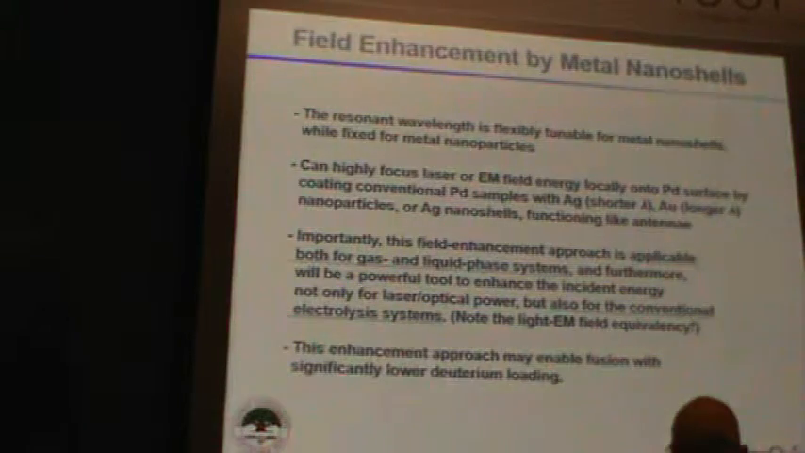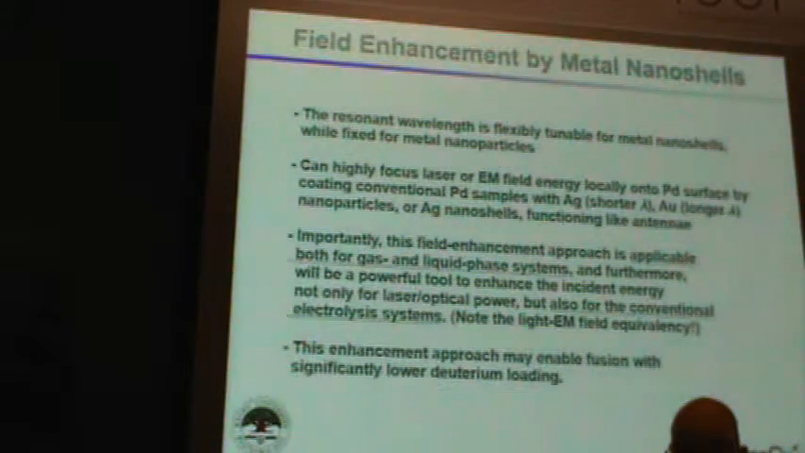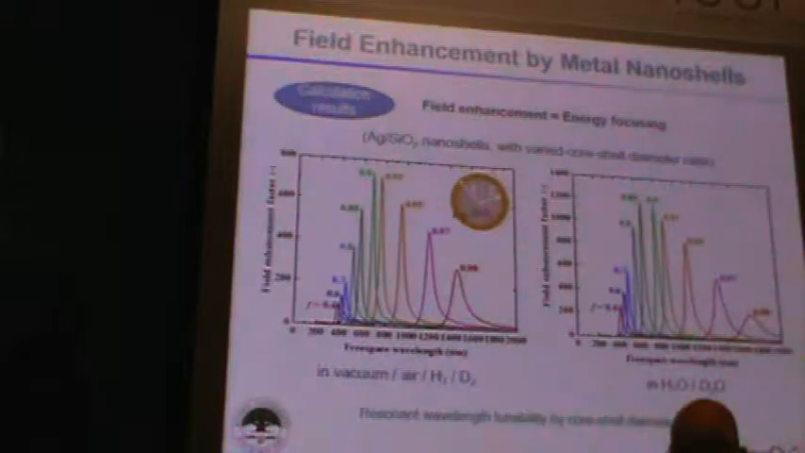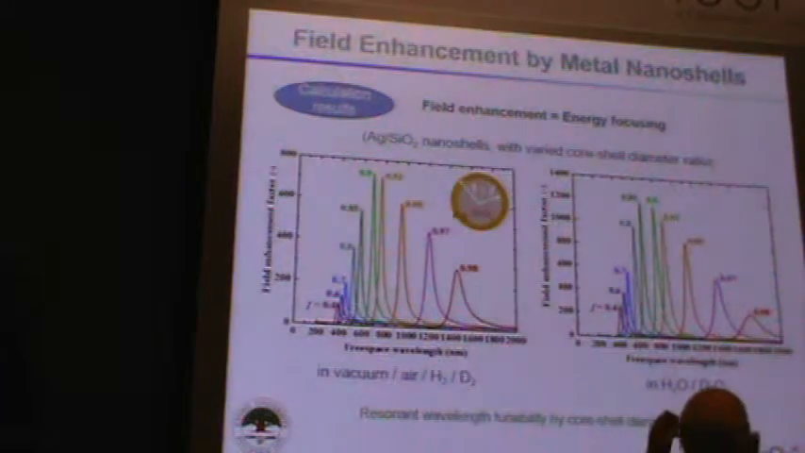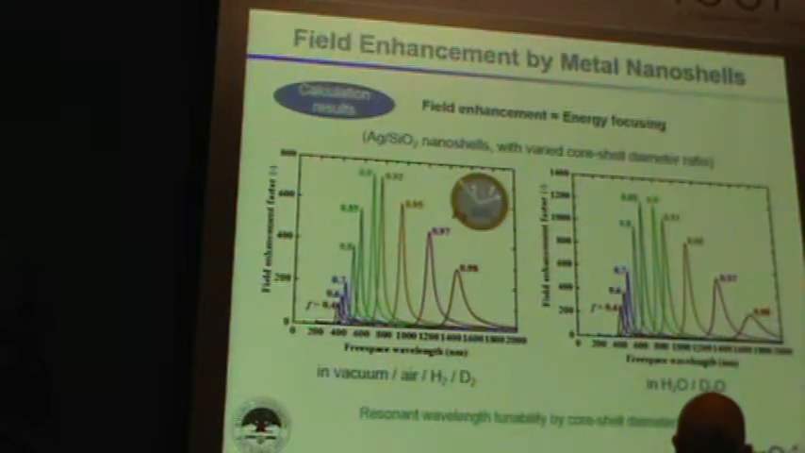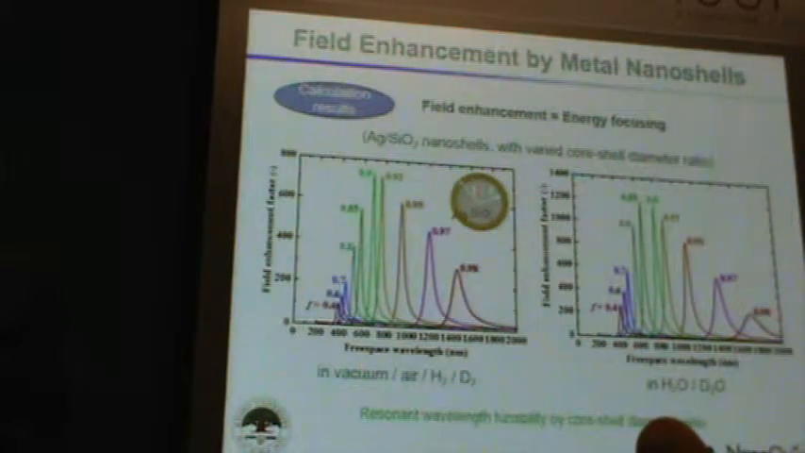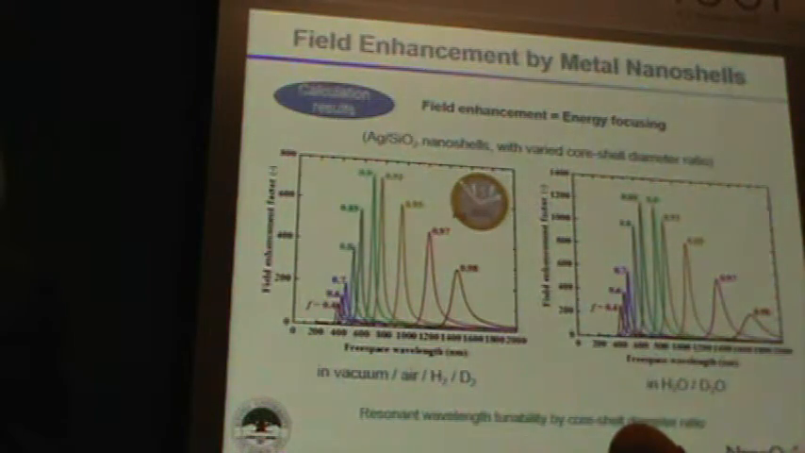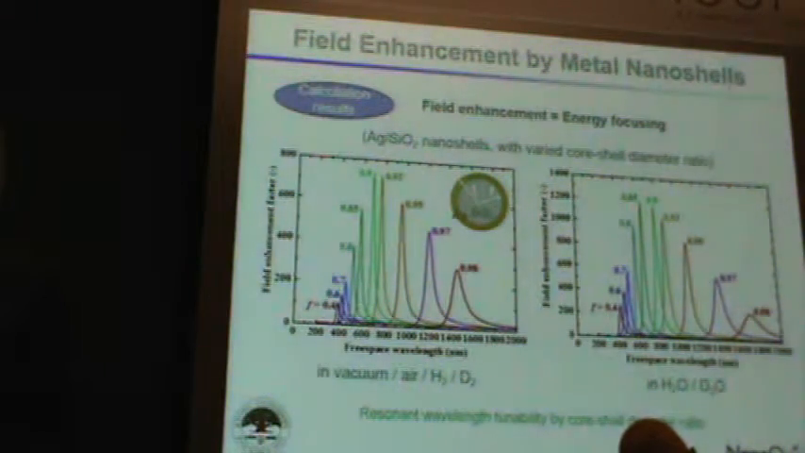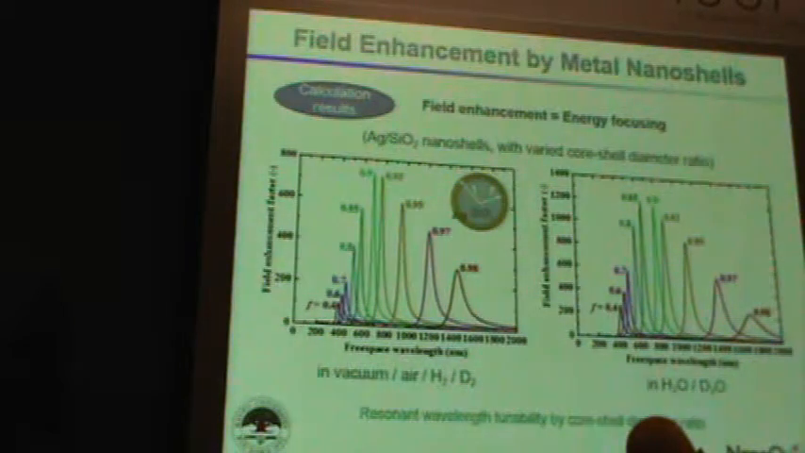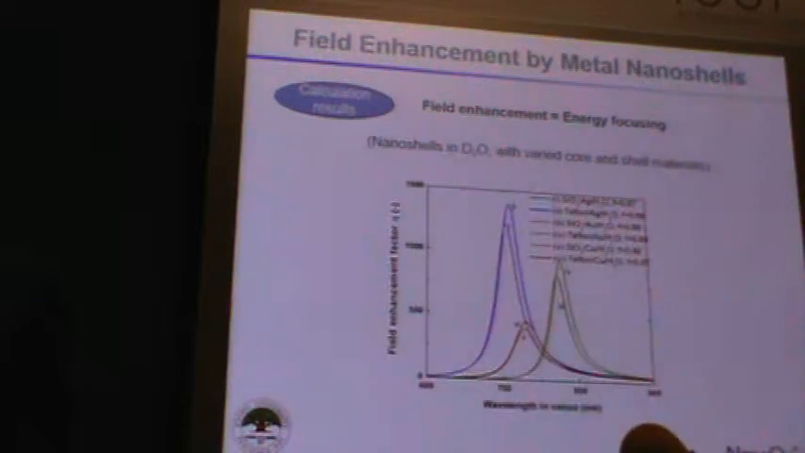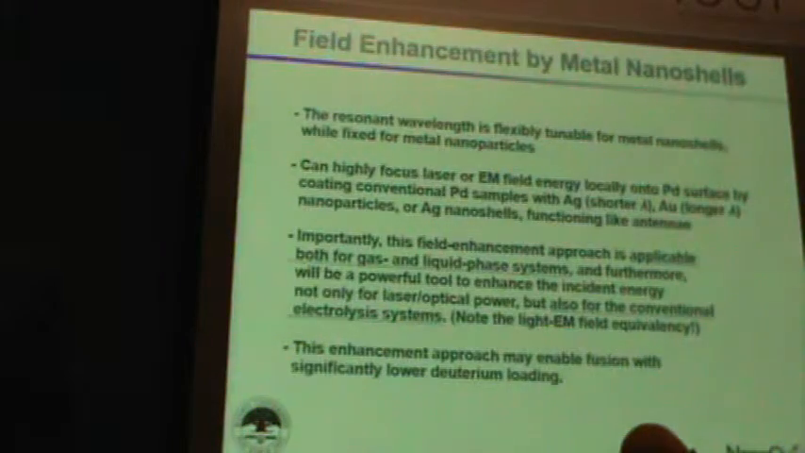And so the resonant wavelengths, as we saw in the previous result, can be tuned simply by the ratio of the core and shell thickness or diameter. So for example, if you use a laser to activate the reaction, for the wavelength of the laser, we can change the structure and simply tune the resonant wavelengths to have higher enhancement effect by changing the structure. Which is very useful and flexible in experiments.